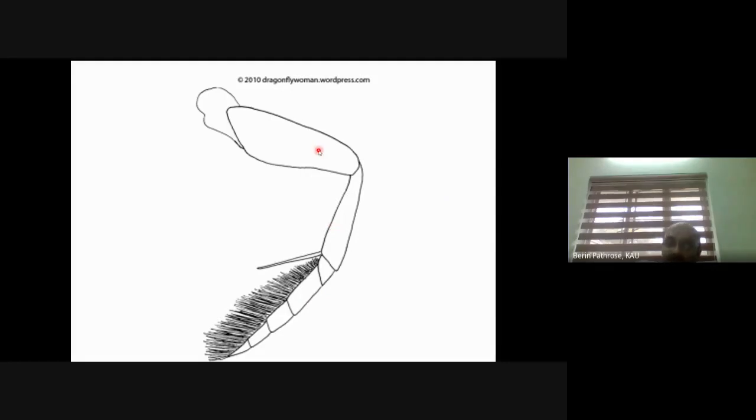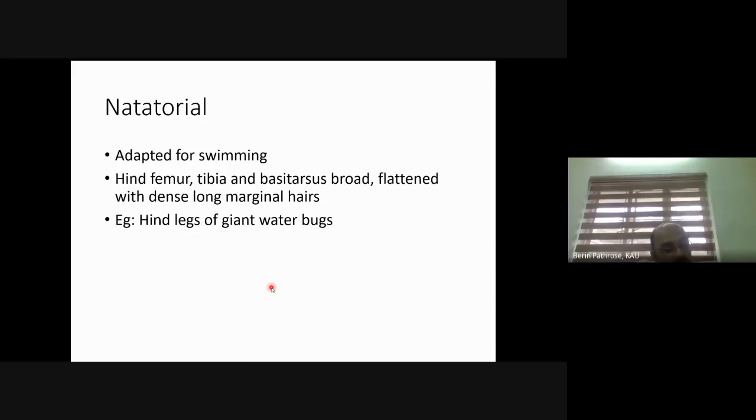You can see here also the trochanter is missing. You can draw a trochanter over here. The femur is broad, flattened. The tibia is broad, flattened. Mainly the basal tarsal segment is broad and flattened, and has long hairs. So the hind femur, tibia, and basal tarsal are broad, flattened with dense, long hairs.